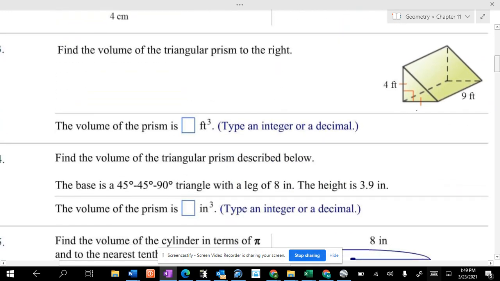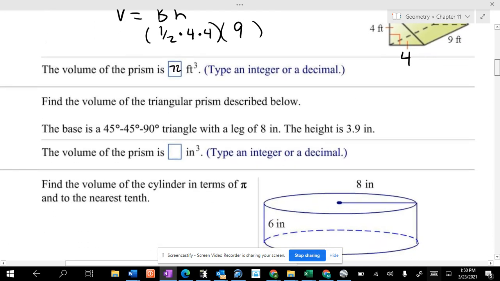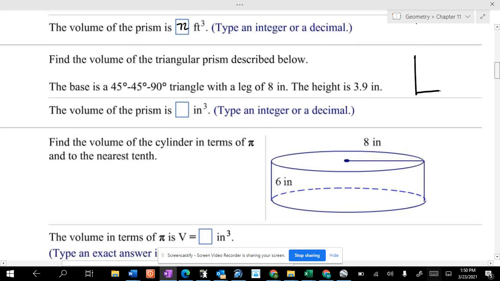Now, this is fairly easy because you have a base and a height here. So the volume equals the area of the base times the height. The area of the base is 1/2 of 4 times 4, because it's a right triangle. And if you know the base and the height of a right triangle, it's pretty easy. Times the height of the prism, that's the distance between the two bases, so that's 9. So 1/2 of 4 is 2, 2 times 4 is 8, 8 times 9 is 72.